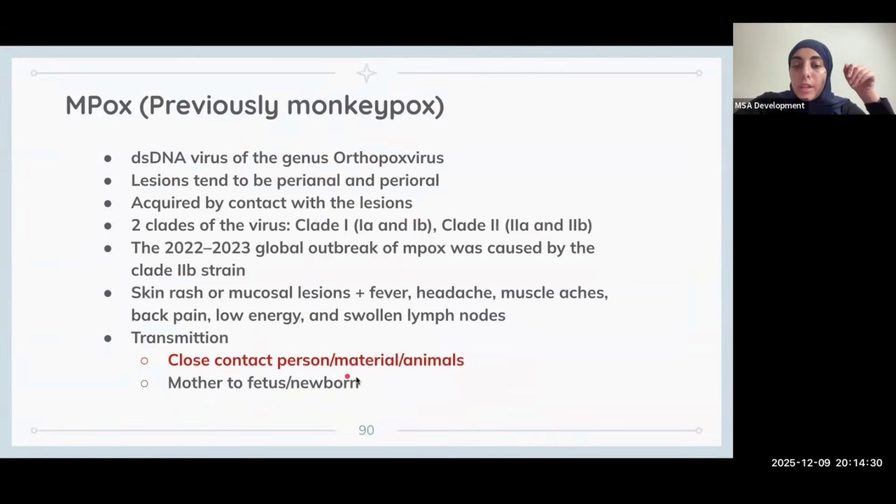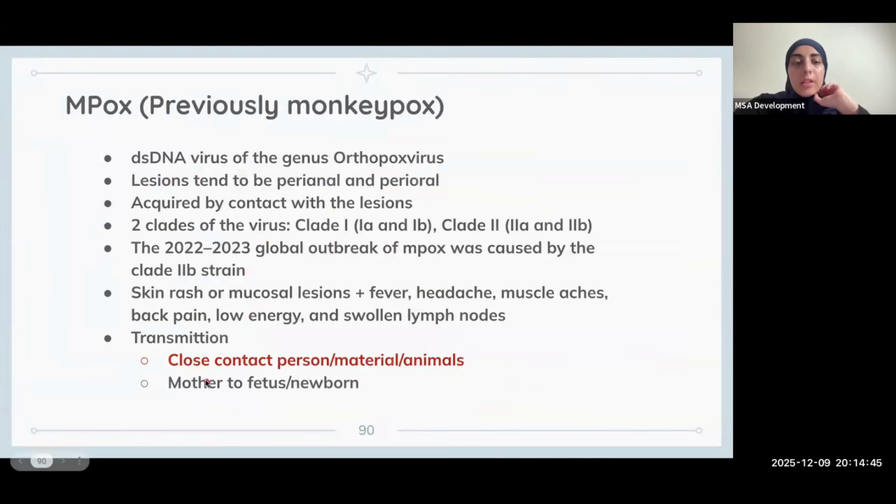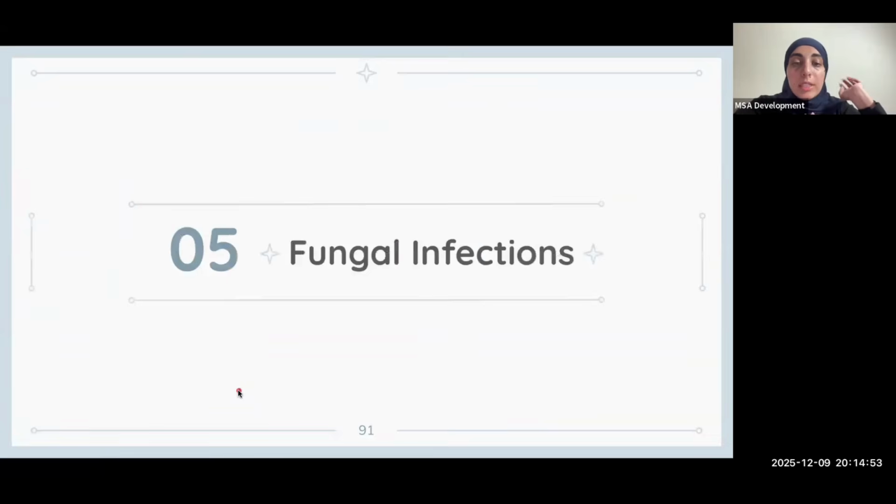Or also material. So if someone has this rash and they use a razor to shave their beard and then they don't clean the razor and then someone else uses the exact same razor, like in a barber shop, for example, they can get this. And it can be transmitted from a mother to her fetus, either in utero or during delivery. Okay? And this is it for all the viral infections.